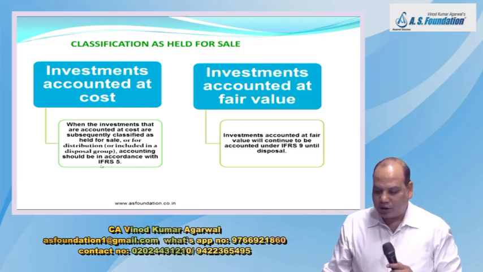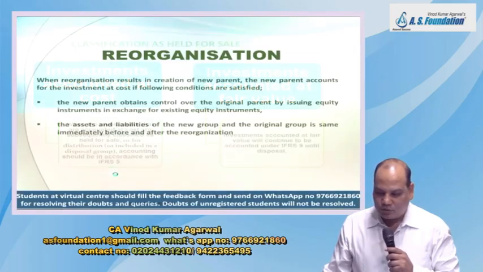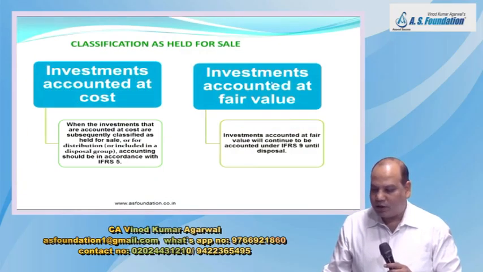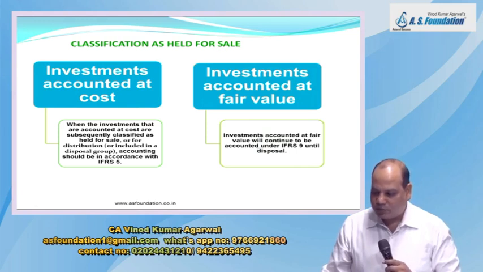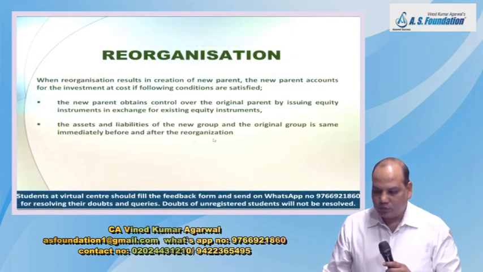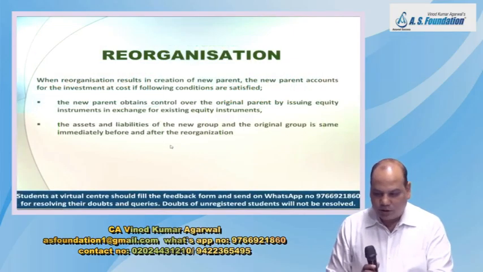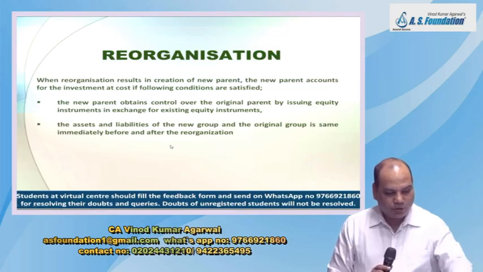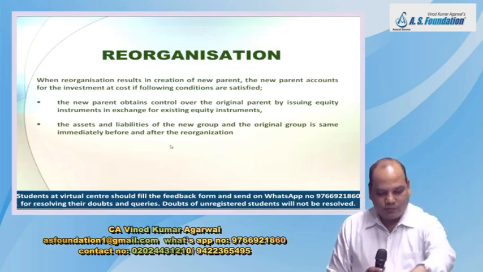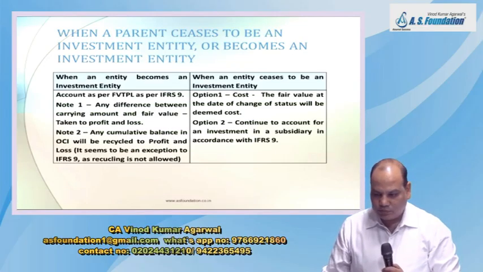IFRS 5 says the carrying amount of the investment will be carrying amount or fair value less cost to sell, whichever is lower. But in case you are carrying investment at fair value, then you continue to apply the fair value accounting, even if it is held for sale, because as the fair value goes up or down, the investment value will also be accordingly adjusted. This standard deals with one more aspect called reorganization. But before reorganization, there is a paragraph I would like to discuss.